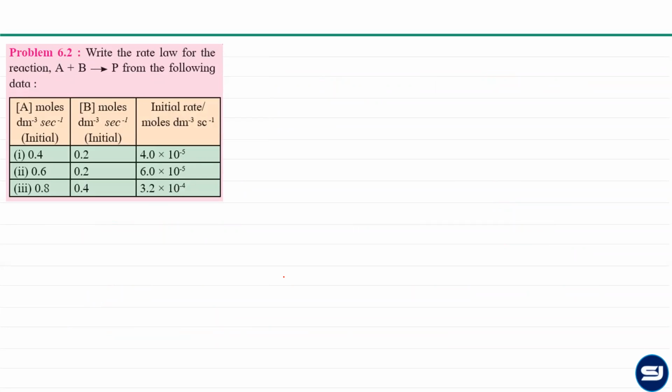Next, write the rate law for the following reaction A plus B giving P from the following data. Now here they have given concentration of A, concentration of B and the rate in mole per dm cube per second. तो सबसे पहले from the data I don't know the rate law for this reaction. मतलब the order for A and B is unknown. तो ऐसे केस में how do we write a generalized rate law?